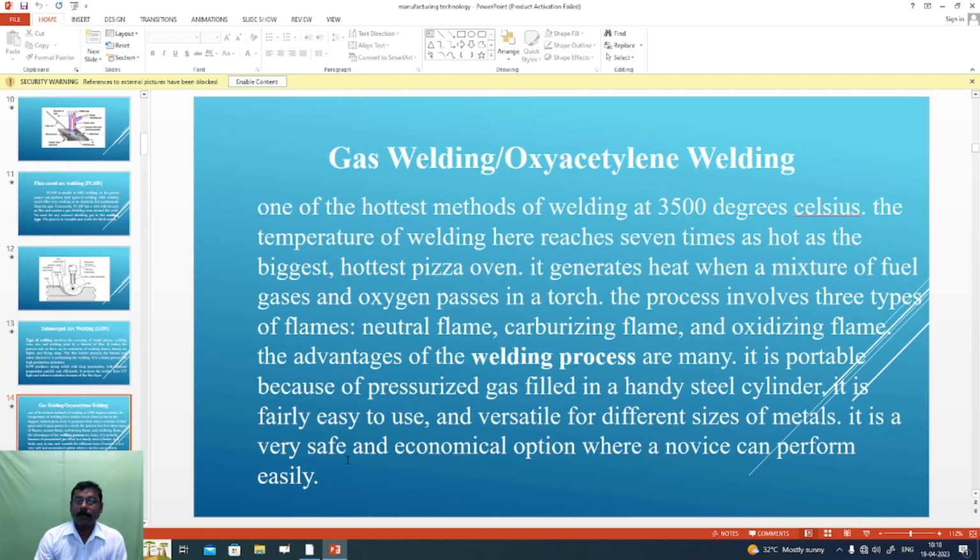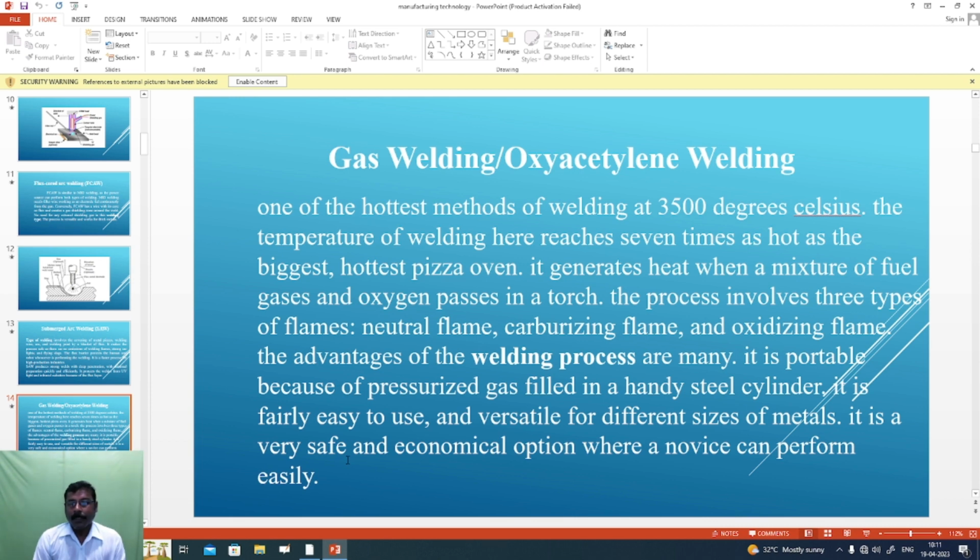Then gas welding, oxy-fuel welding. It is one of the hottest methods of welding at 3500 degrees Celsius. The temperature of welding can reach 7 times as hot as the hottest oven. It generates heat when a mixture of fuel gas and oxygen passes through a torch. The process involves 3 types of flames: neutral flame, carburizing flame and oxidizing flame.